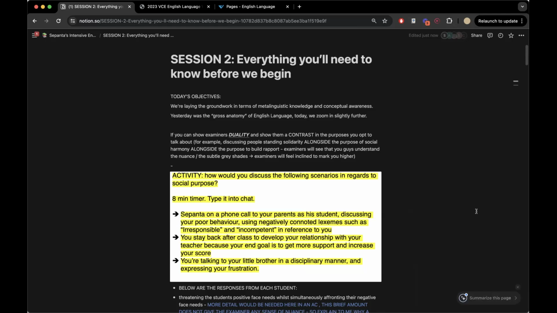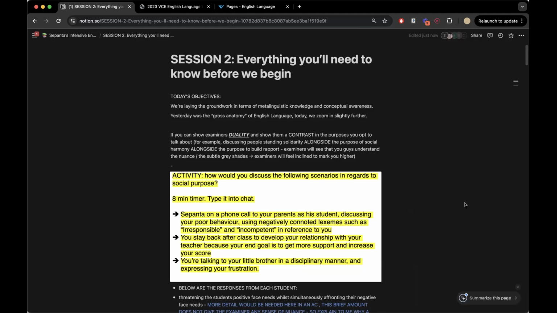Put yourself in the interlocutor's shoes to fully immerse yourself in the language they use. Examples can be used across multiple subsystems, absolutely. And that's where the spider web comes into play. Showing examiners duality in the purposes you'll discuss, as well as talking about at least four subsystems. Good, we're learning. This is good stuff. Really well done.